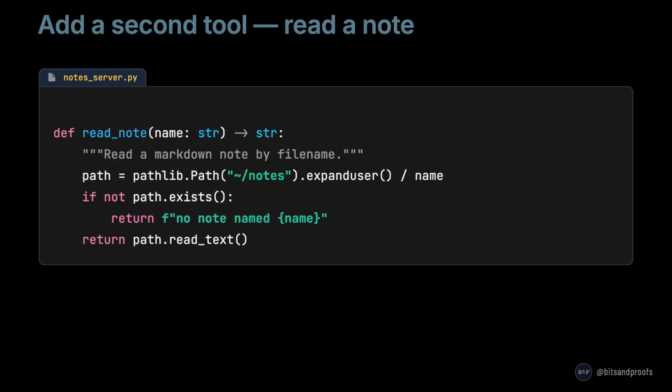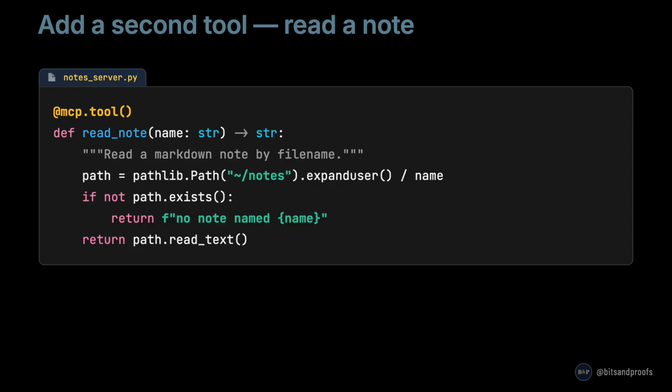Let's add a second tool, reading a specific note. Same idea, start with a plain Python function. It takes the file name, builds the path inside your notes folder, and returns the contents, or an error if the file does not exist. Now make it a tool. Add @mcp.tool above the function. That is all you need.